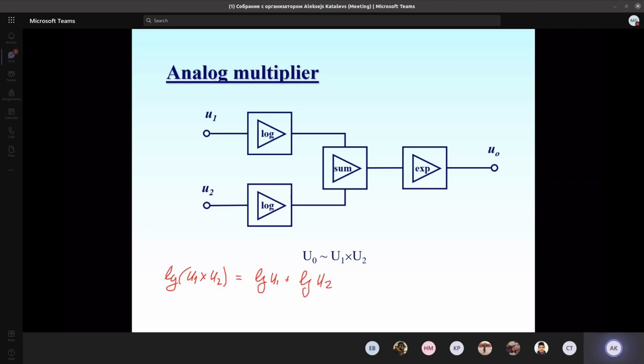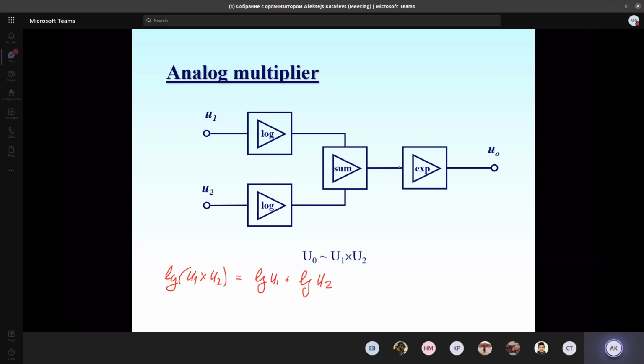So this means that we may take log amplifiers to get the logarithms of both signals, add them together, and then use the antilog to take the opposite, to come back from the logarithm of the product to the product itself. So that's why one of the designs of the analog multiplier is: log, summation, and then antilog.